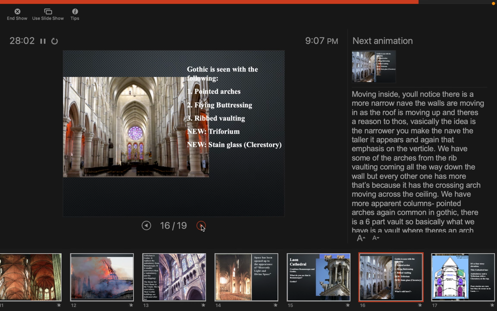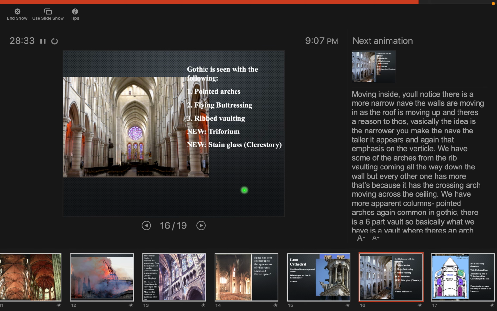Our oxen again. Okay. So just to reiterate, Gothic is seen with the following: pointed arches, flying buttresses, ribbed vaulting. Something that is new or renamed is a triforium. And then we have stained glass, which is located in the third floor, maybe the fourth, also known as the clerestory.